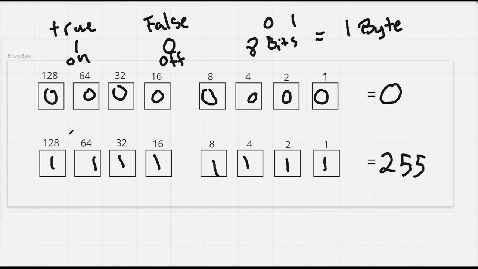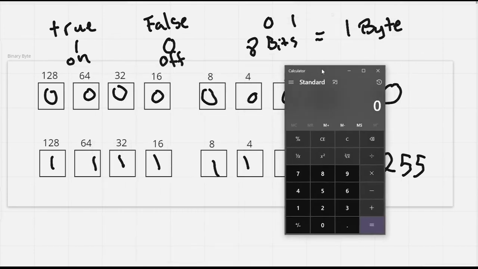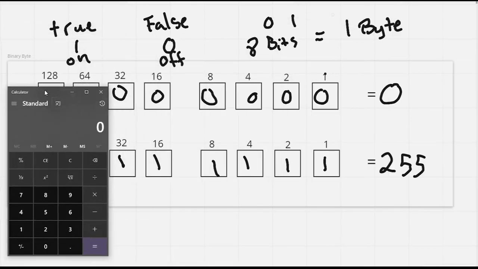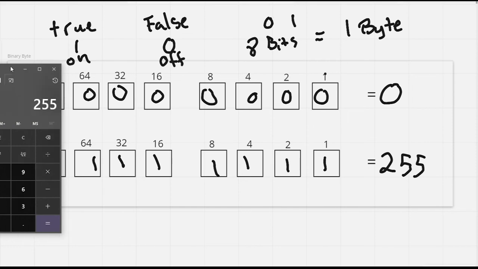Like I said, these numbers here, 128, 64, 32, 16, 8, 4, 2, and 1, are bits. And I'm going to show you how we convert these numbers. So I'm going to pull up a calculator here. I want to subtract these numbers from this number right here. The number is 255, so let me put 255 over here. I'm going to move this so you can see it.